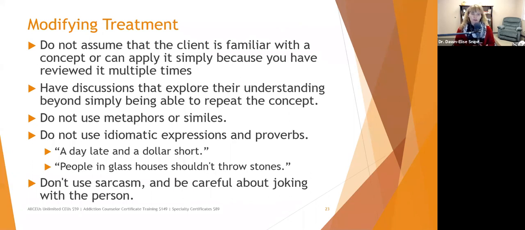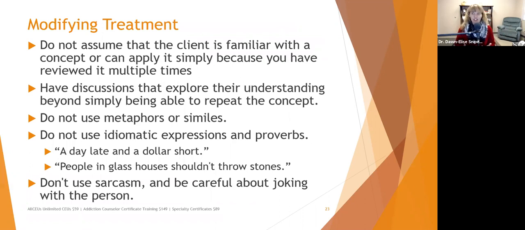Please don't use metaphors or similes because that's very confusing. One of the ones I use a lot of times when I teach is knee-high to a grasshopper. And that would confuse somebody who has an FASD. If you're talking about when this person was knee-high to a grasshopper, they would be very confused because grasshoppers are very small. So how could a person ever be that small? They're not trying to be silly.